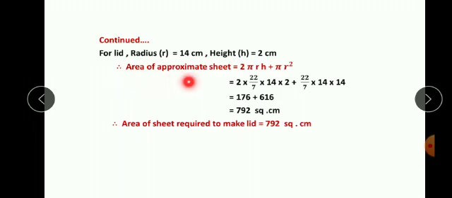Therefore the approximate area of sheet required for the lid will be what? 2 pi rh plus pi r square, that is curved surface area plus area of base, again same. Now 2 into 22 upon 7 into 14 into, here height will be 2, plus 22 upon 7 into 14 into 14. So 176 plus 616, that is 792 square centimeter. This is the approximate area of the sheet which is required for making the lid. Therefore area of sheet required to make lid is equal to 792 square centimeter. In this way, this 4th question is over.